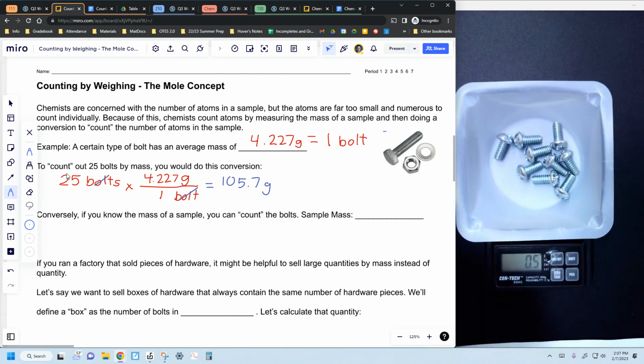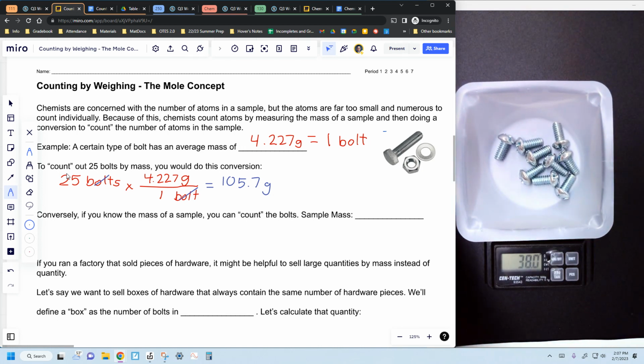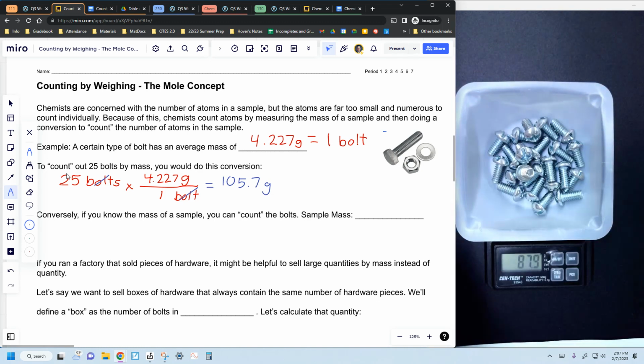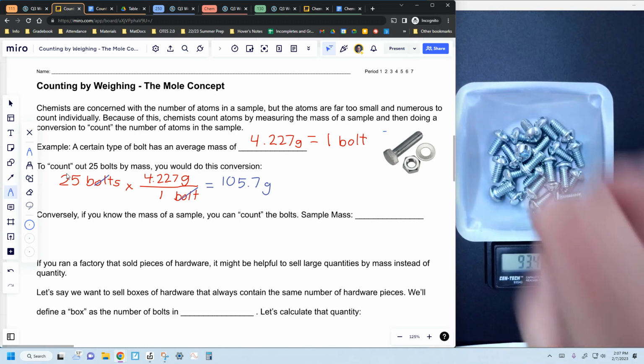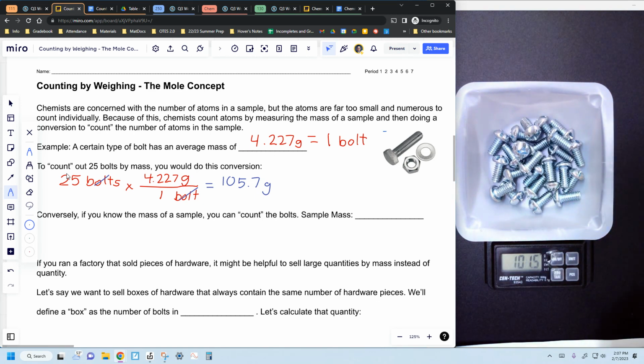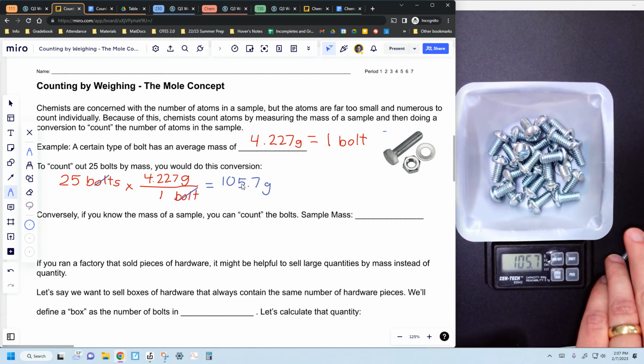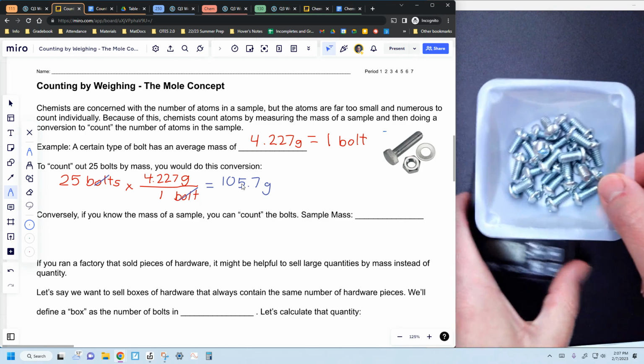I want to do it quickly. I'm just going to start piling them in here. Getting close. There we go, 105.7. I did that quickly. I did not count them up, but I have confidence that there's 25 bolts there because I have confidence in my calculation. So ordinarily, you would not drop your bolts. You would trust your calculation, but I want to just prove that it's not magic.